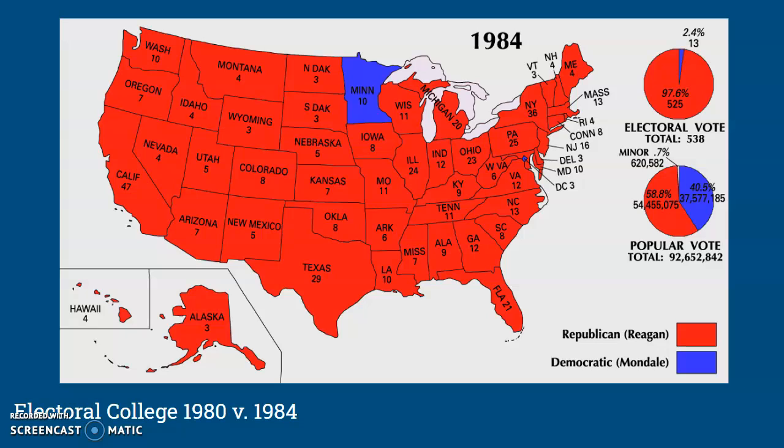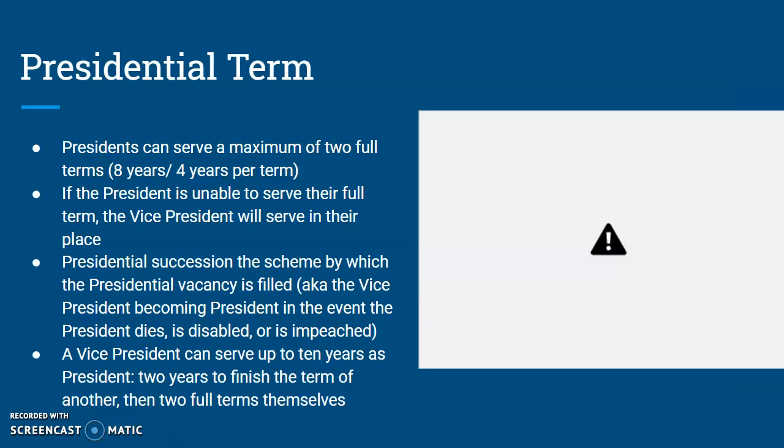So again, we see the difference between the popular vote and the Electoral College. It's more common for it to be this way, with the person who wins the popular vote also winning the Electoral College. But as we know from what we've looked at in the past, in 2016, it was not that way. Who won the popular vote did not win the Electoral College vote. Okay.